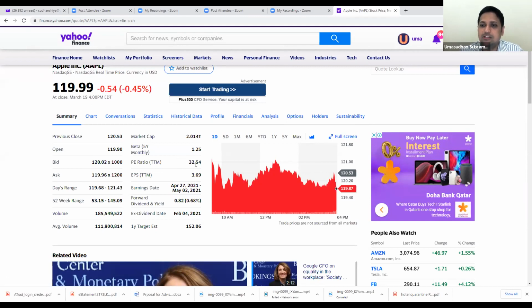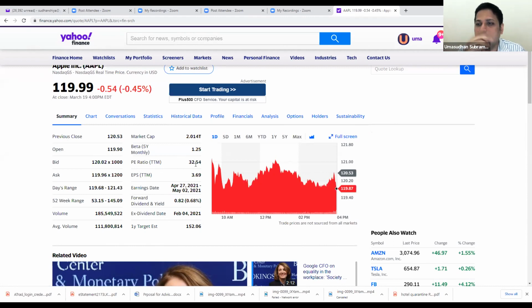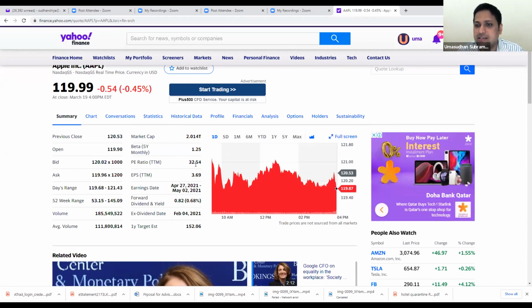Now, let me ask you, this looks like a very high PE. Apple used to trade approximately at a PE ratio of 16 times, so 17 times of its EPS. But it looks like the prices have really gone up over the last 1 year. Look at the 52 weeks range of the stock. That is very interesting. What has happened to this stock? It has traded at a low of $53 and it has traded at a high of $145.